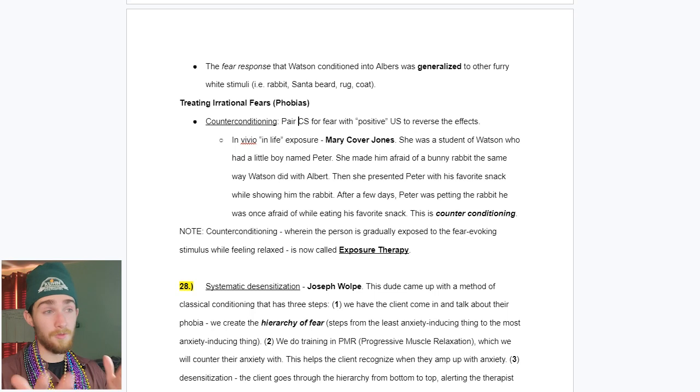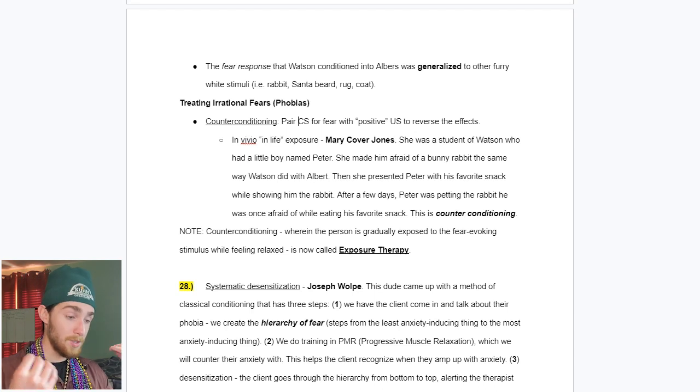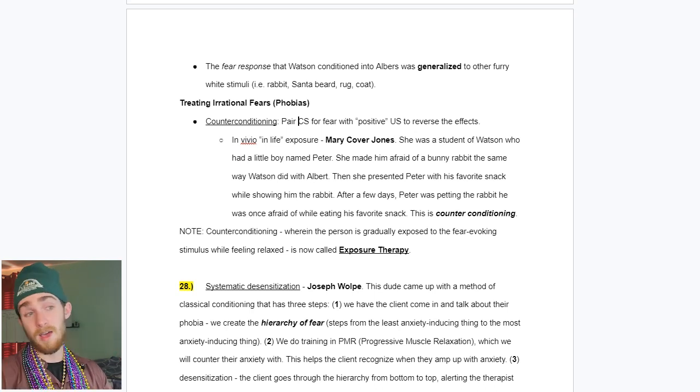Jones was a student of Watson who had a little boy named Peter. So what Jones did was she made Peter afraid of a bunny rabbit in much the same way Watson did with Albert. Then Jones presented Peter with his favorite snack while showing him the rabbit that he had grown to fear. After a few days, Peter was petting the rabbit he was once afraid of while eating his favorite snack. Because you can't be happily sat with your favorite snack while also being afraid of the rabbit.